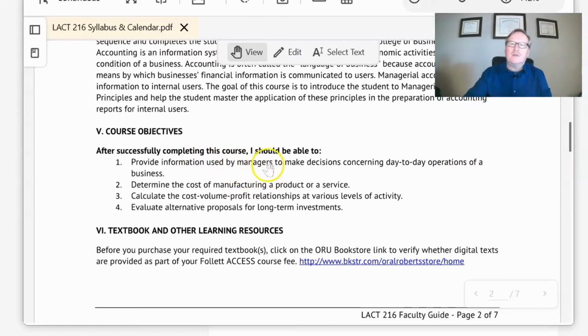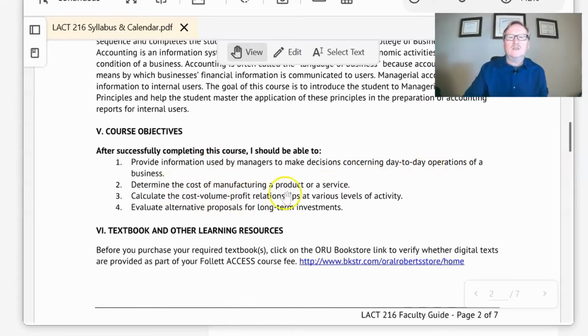Not just so it says managers, but it doesn't have to be a manager. You could be a person that's a worker. You could be the CEO, CFO. You could be the CYA, which stands for cover your, I'm not going to say that. Anyway, person. But you have to make decisions concerning day-to-day operations of a business. So managerial accounting is about making decisions.